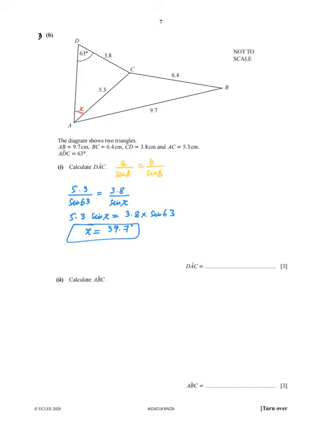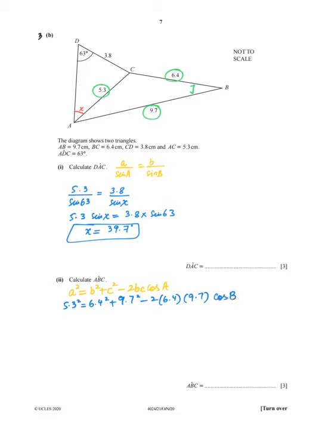In the next part it says find ABC, and that means this angle B is unknown. Since all three sides are known, you can apply the law of cosine here, which states that a square equals b square plus c square minus 2bc cos A. In our case, it's 5.3 square equals 6.4 square plus 9.7 square minus 2 times 6.4 times 9.7, and angle B, that is unknown.